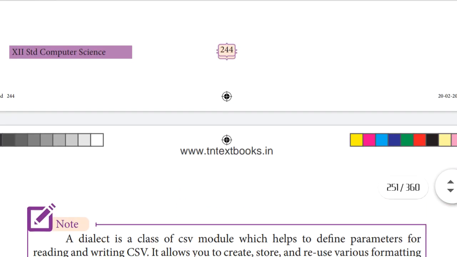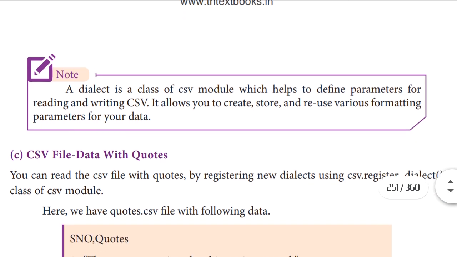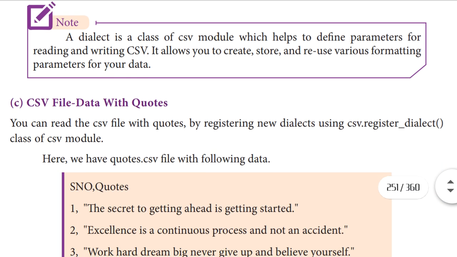Next we are going to see dialog. What does it mean by a dialog? A dialog is a class of the CSV module. So the CSV module's dialog is a class which helps to define parameters for reading and writing CSV. So why do we use it? To define parameters for reading and writing a CSV file.